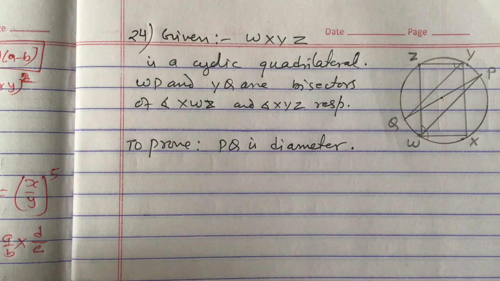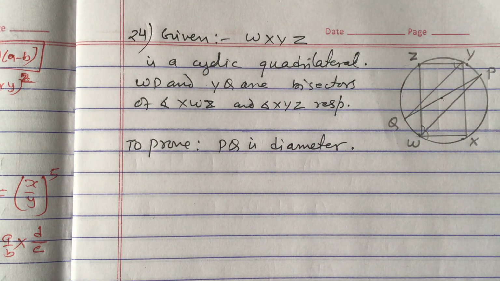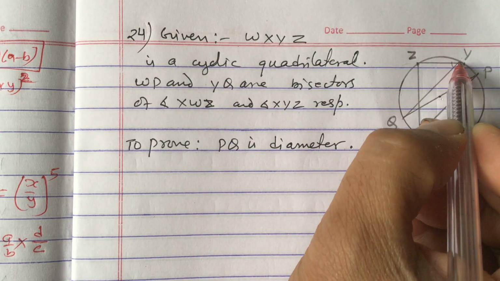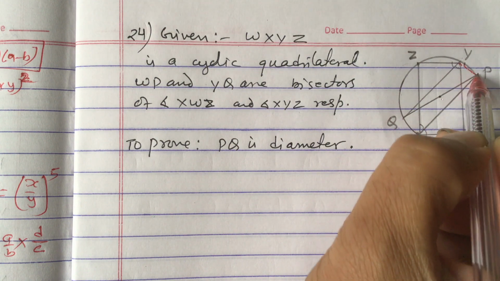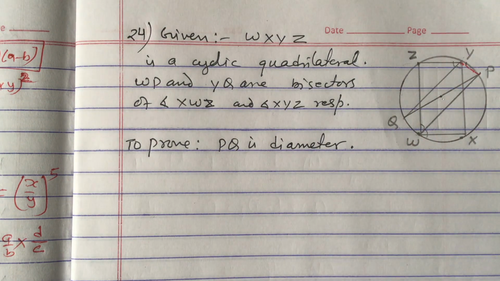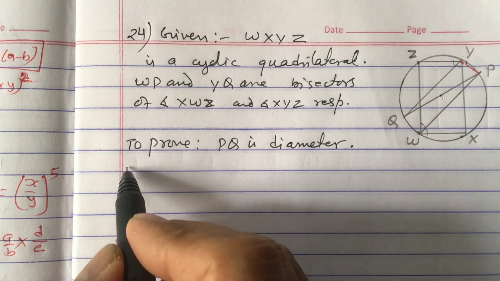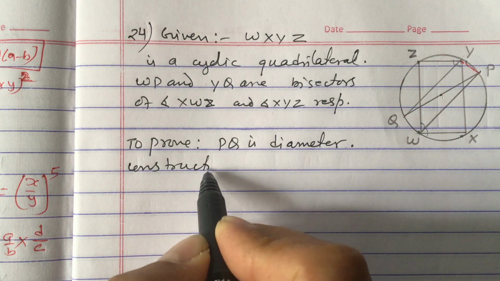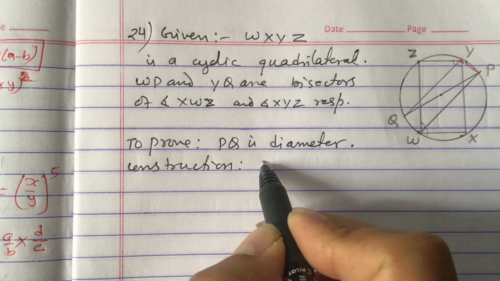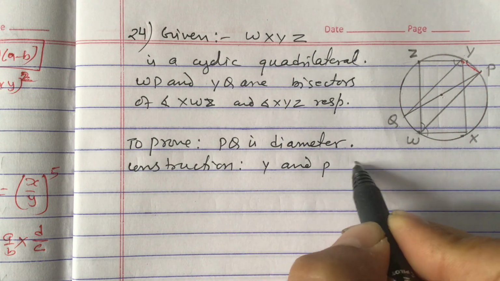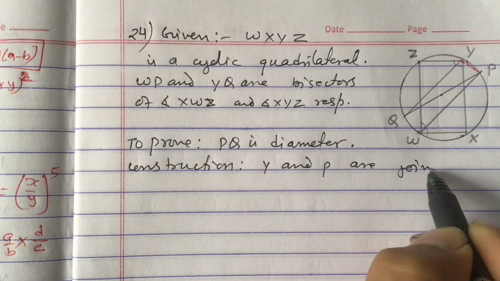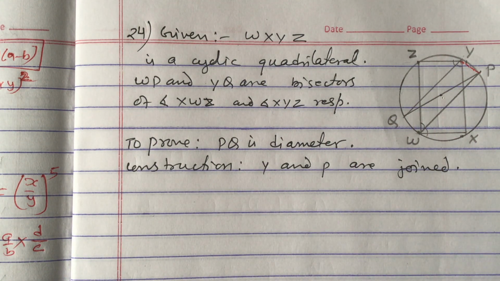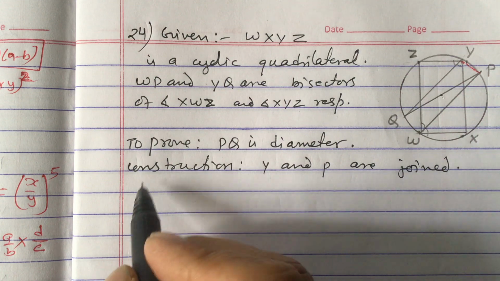Okay, now for this we need to take the help of a construction. In construction, either you can join this side also, this side also. Let us join Y and P. I'm using this red pen so it will be easy for you. So in construction, Y and P are joined. We are joining this Y and P. After joining Y and P, let us go to the proof part now.